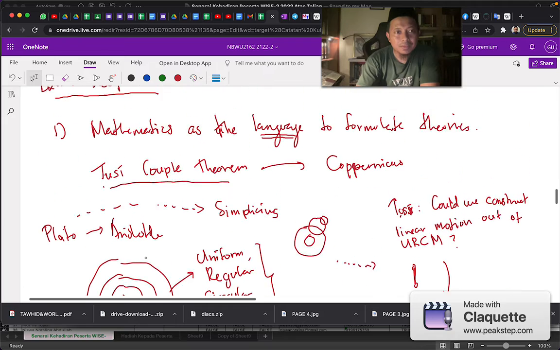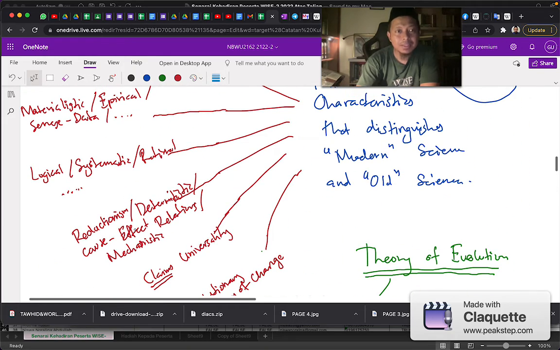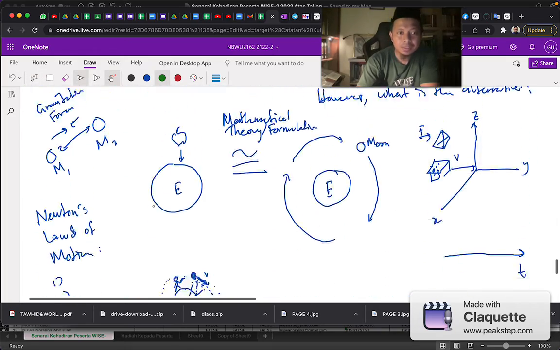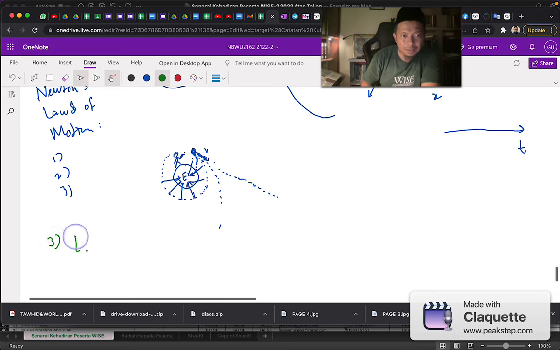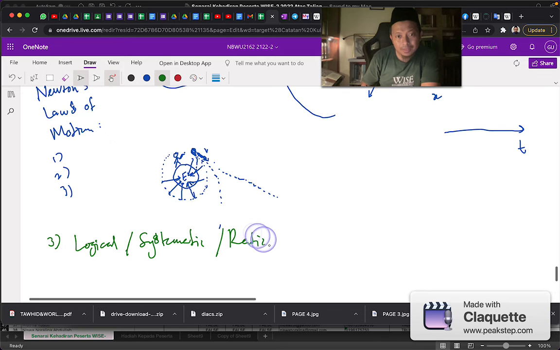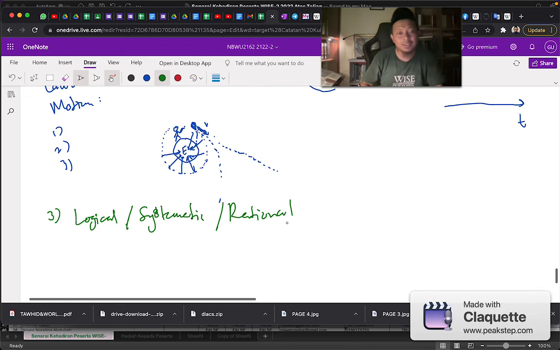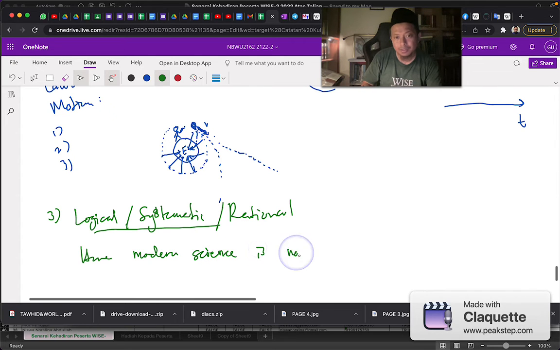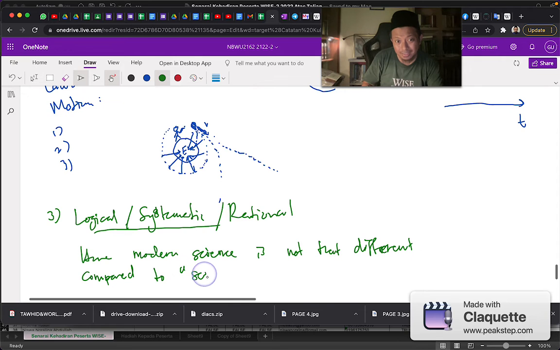Okay, now the third aspect: being logical, systematic, and rational. In this respect, modern science is not that different from Aristotle and the old sciences based on Aristotelian philosophy. Modern science is not that different compared to so-called sciences based on ancient philosophy.